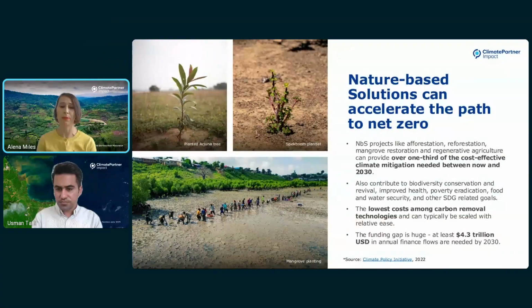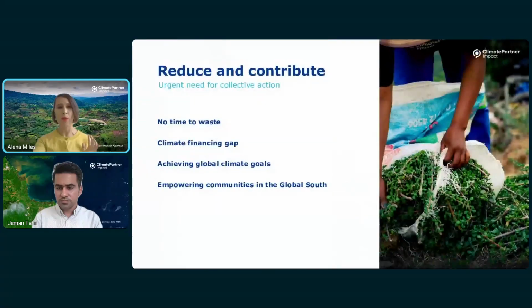need to close. And that is why when we talk to companies about making impactful contribution to climate, we always talk about both reducing internally and contributing to the global net zero. And both are really, really important. We are really at a stage as humanity where we have absolutely no time to waste. We must act urgently. We must do everything that we can. And for companies, that means both reducing and contributing.